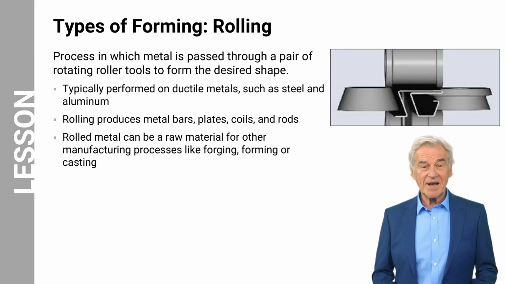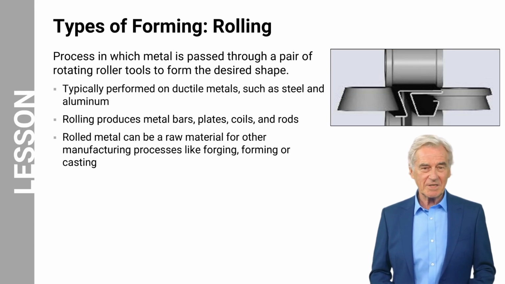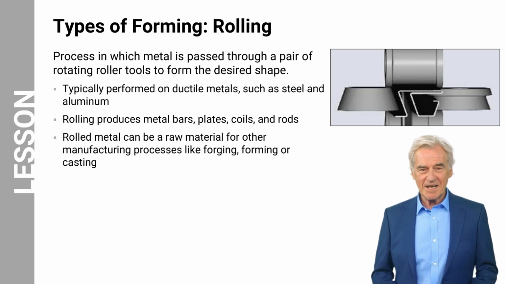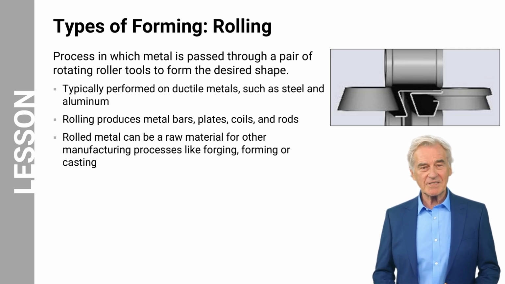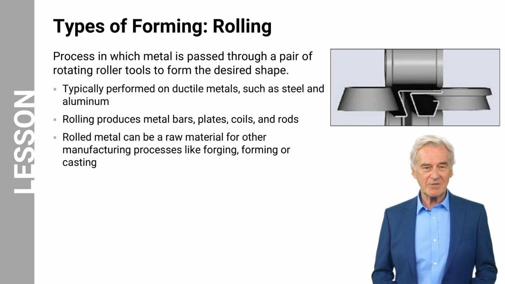Rolling is a forming process in which metal is passed through a pair of rotating roller tools. Rolling works on the principle that a ductile material is deformed by a compressive force between two constantly spinning rollers. Ductility is the property of metal to deform when pressure is applied.